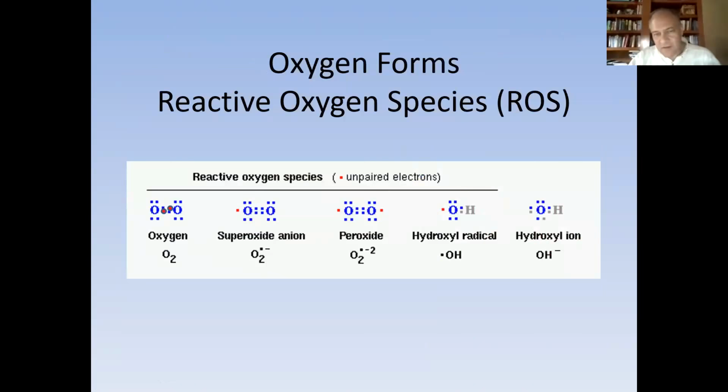The interesting thing about oxygen is that it can be reduced. You can change the structure of oxygen by adding electrons. If you add one electron, you get a superoxide ion. If you add two electrons, you get a peroxide ion. And if you add some more, you get hydroxyl ions and radicals, etc. These are different states of oxygen.